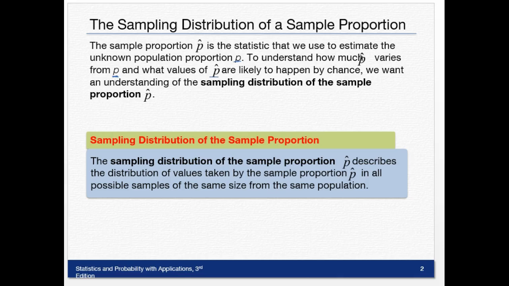All right, sampling distribution, here's your definition. The sampling distribution of sample proportion describes the distribution of values taken by the sample proportion in all possible samples of the same size from the same population. So you're taking many, many samples and measuring some proportion of that sample, and you're making a dot plot of all the proportions that come out from all the different samples. That's what this is talking about, and we'll try to do some simulation in class.